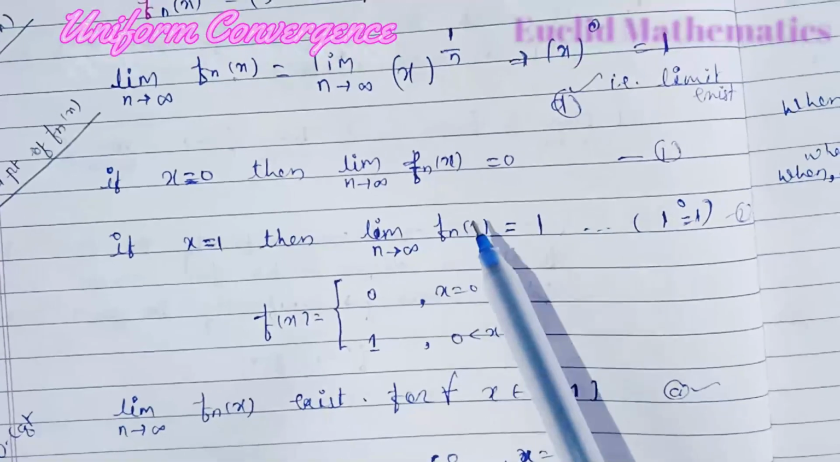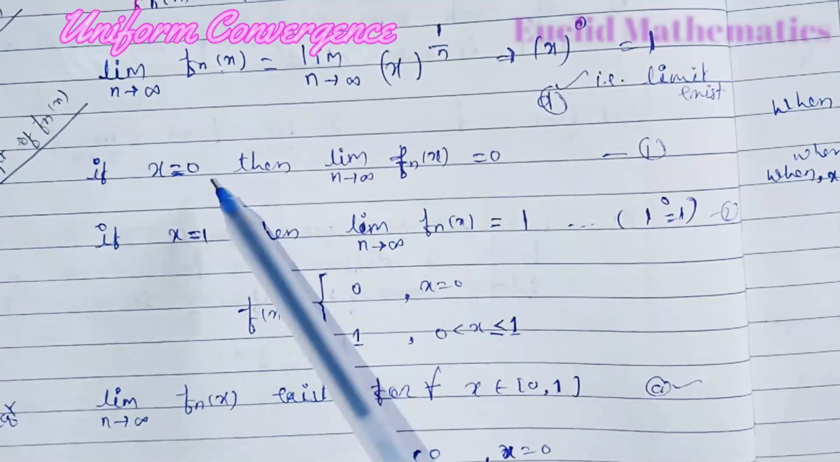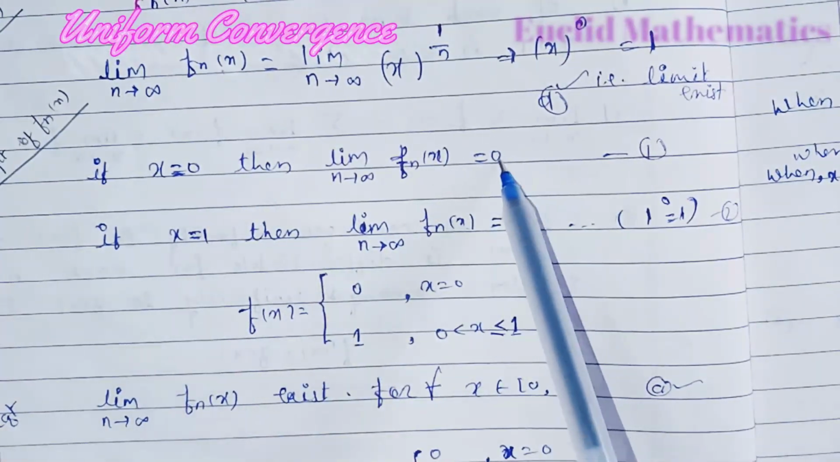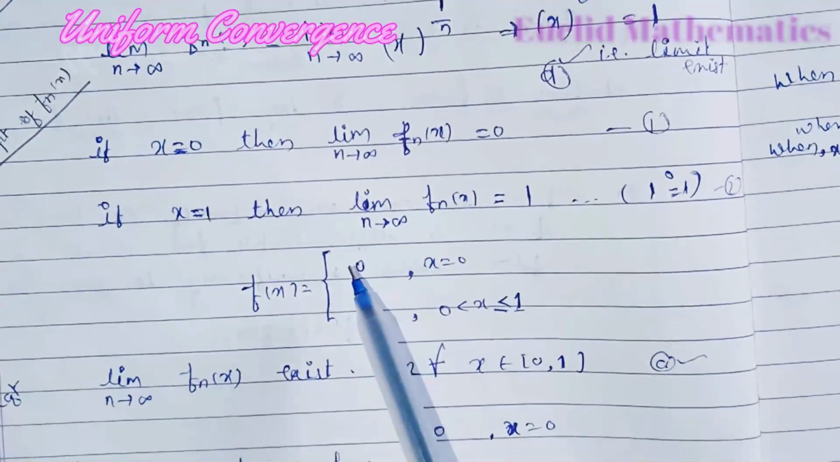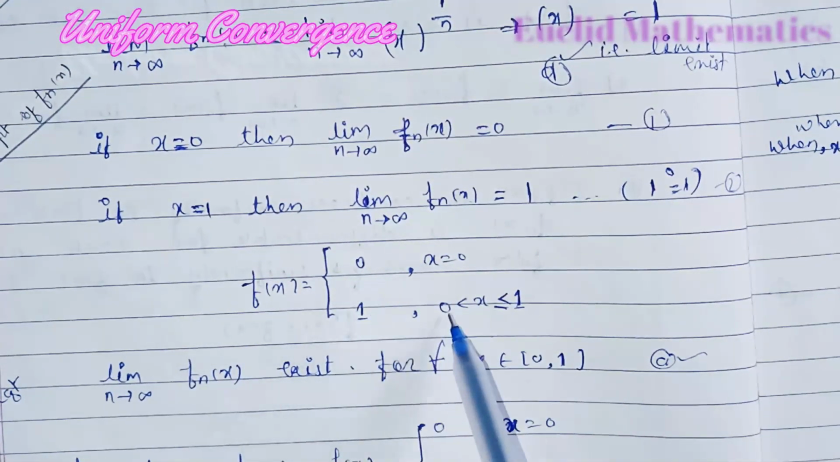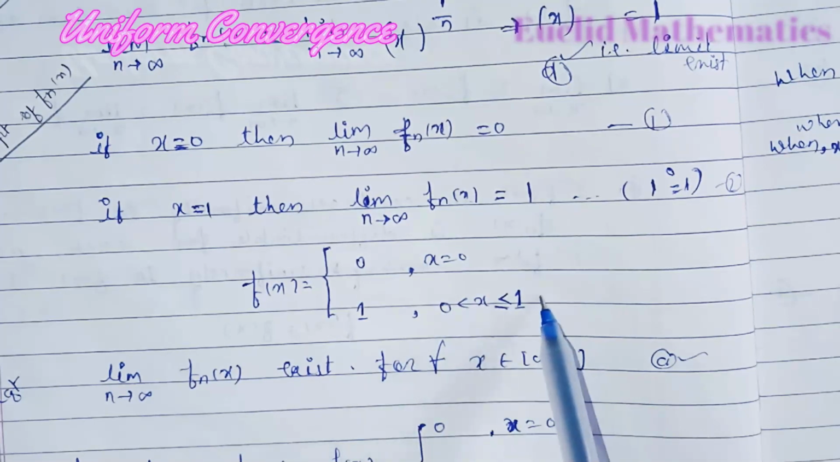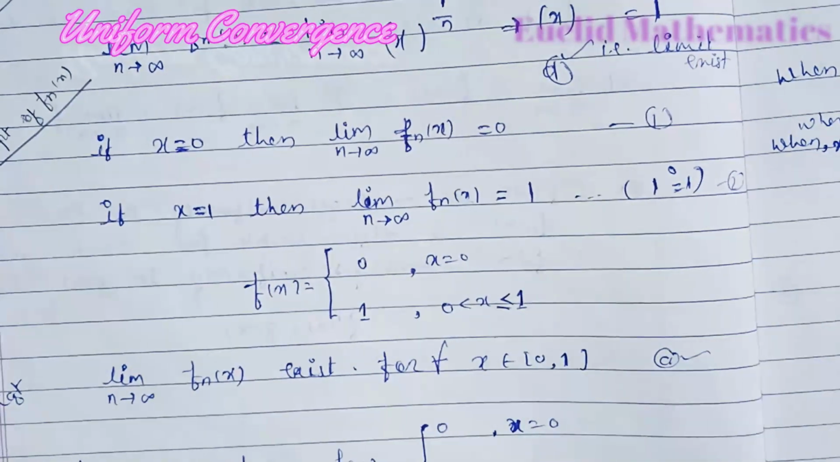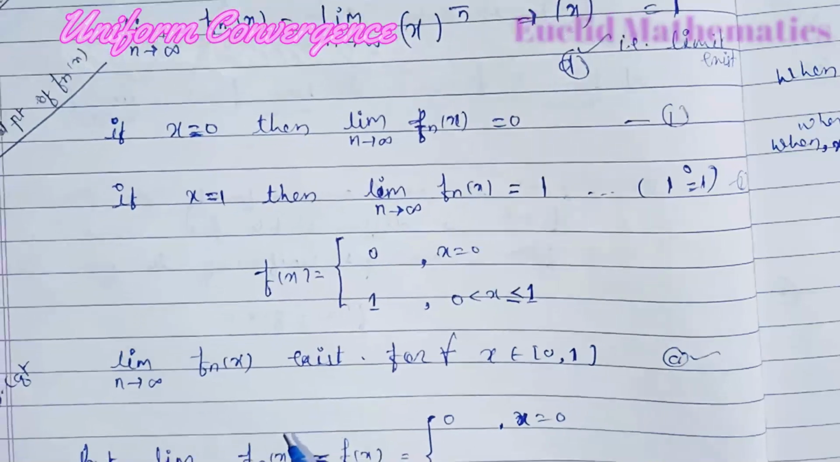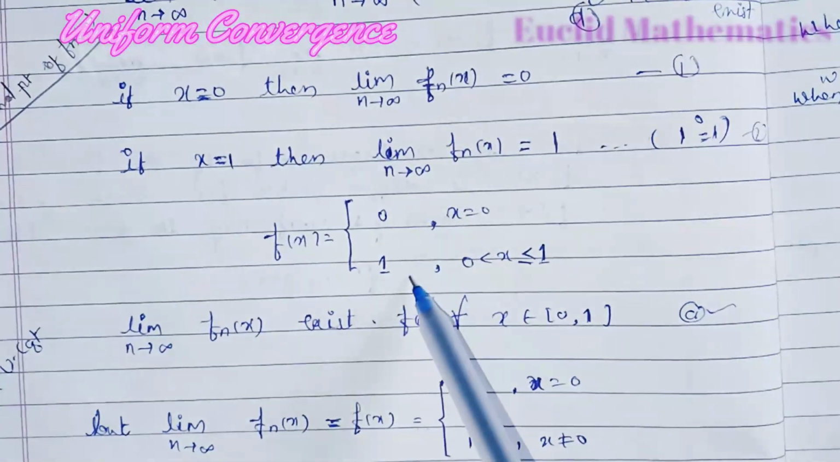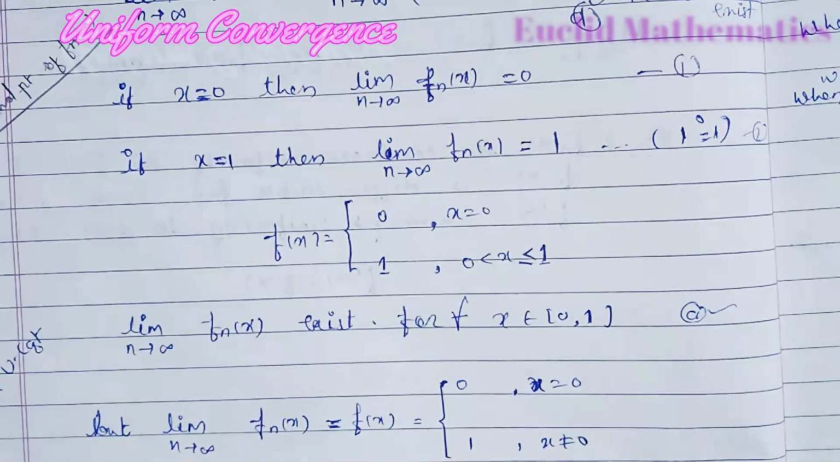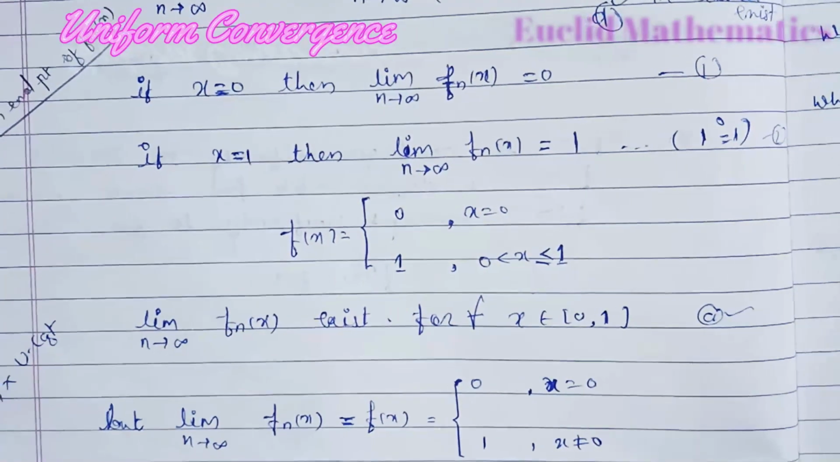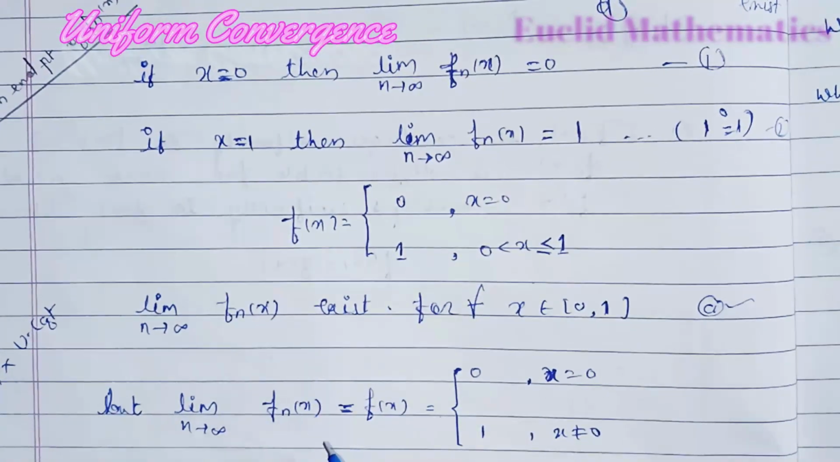So we can see here that the limit values at the endpoints come out different, 0 and 1. When x is 0, f(x) goes to 0, and when x is between 0 and 1, we get the value 0. That means the limit exists, but at the different endpoints it gives different values, and it violates the definition of continuity. So the function is not continuous because it has two different values. And if the function is not continuous, then it is not uniformly convergent also.